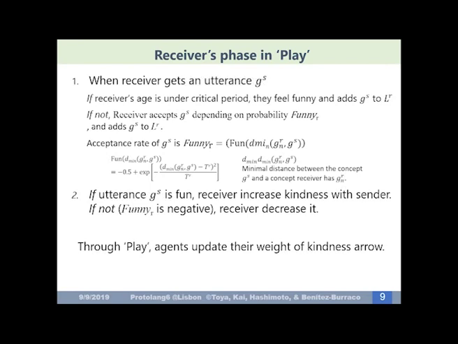Funny R is this formula. And if the utterance GS is funny, the receiver increases kindness with the sender. If not, the receiver decreases it. Through prey, agents update their weight of kindness arrow.